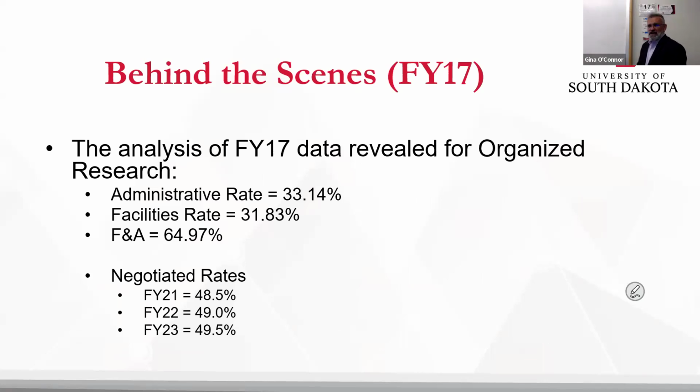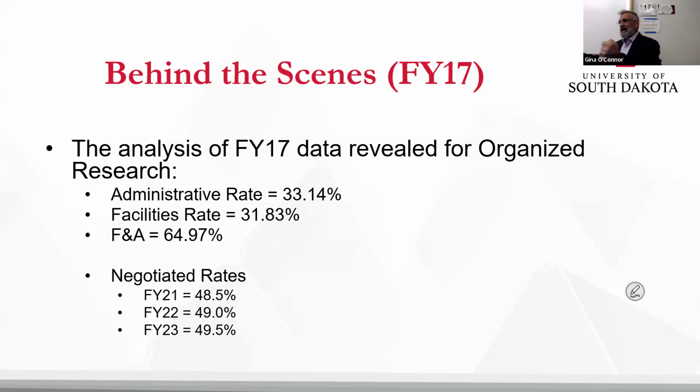Now behind the scenes, I'm going to share some of the details that went into our FY17 calculus. Again, this happened before my time. When Maximus went through and did our assignable square footage, they poured through literally hundreds of pages of accounting information. They determined that USD actually spends 33.14% on administrative costs, 31.83% on facilities-related costs, for a total F&A of 64.97%.